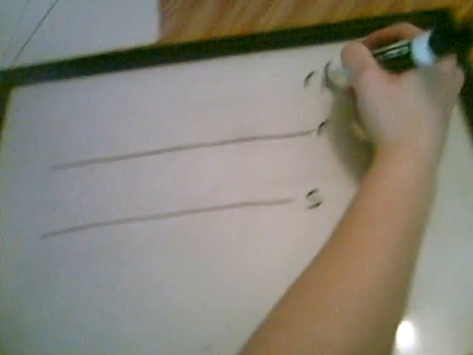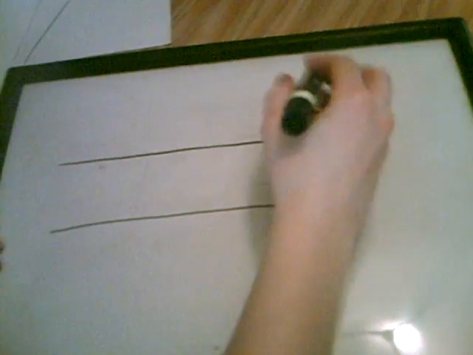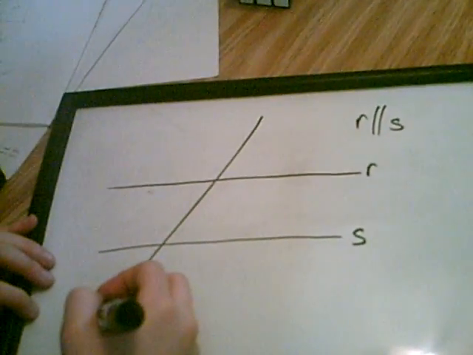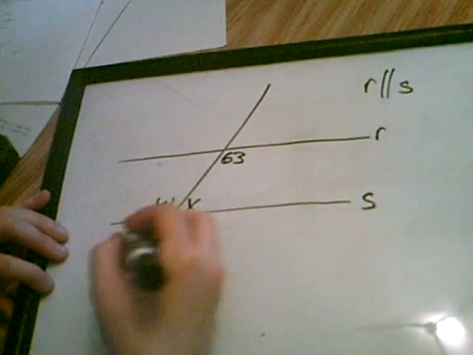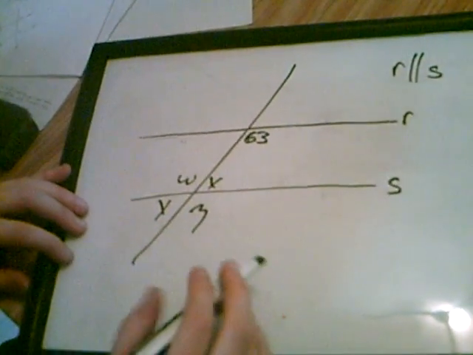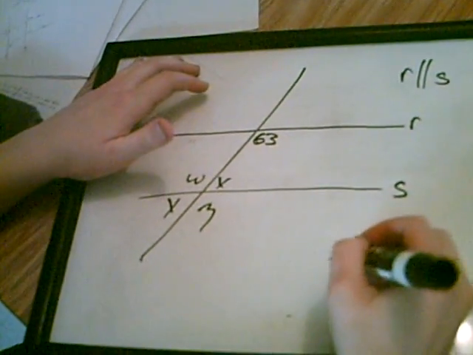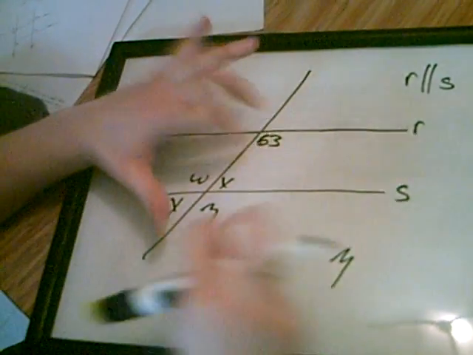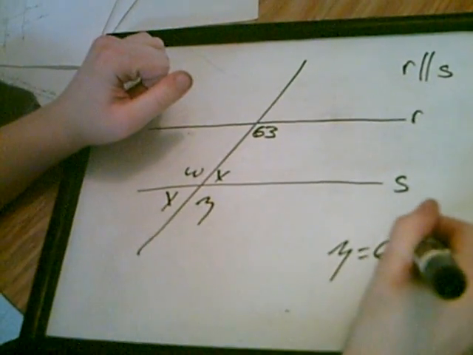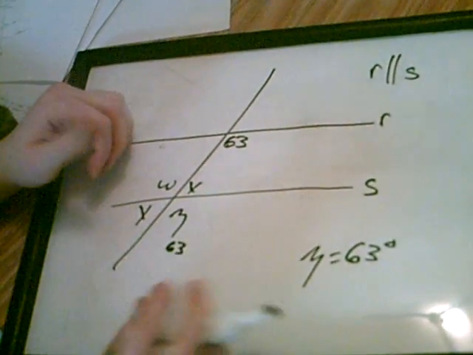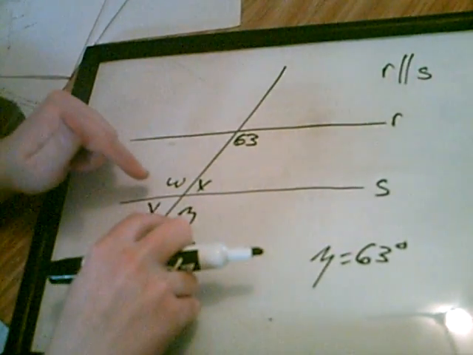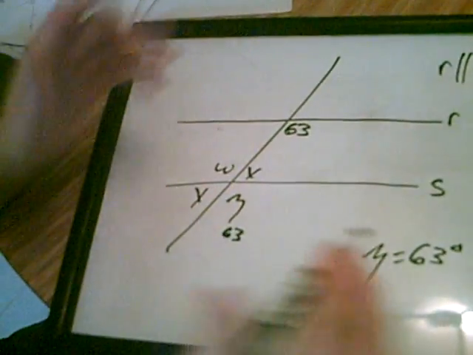Alright, so now we're going to use some examples for this. I'm going to call this line R, line S. R is parallel to S. That's how you write it out. Cut by a transversal. 63 degrees. Find W, X, Y, and Z. Okay? First we'll start with Z. It's pretty easy to find. Corresponding angles, so they're congruent. Now that we know Z is 63, we know W, because these are vertical angles, and vertical angles are congruent.